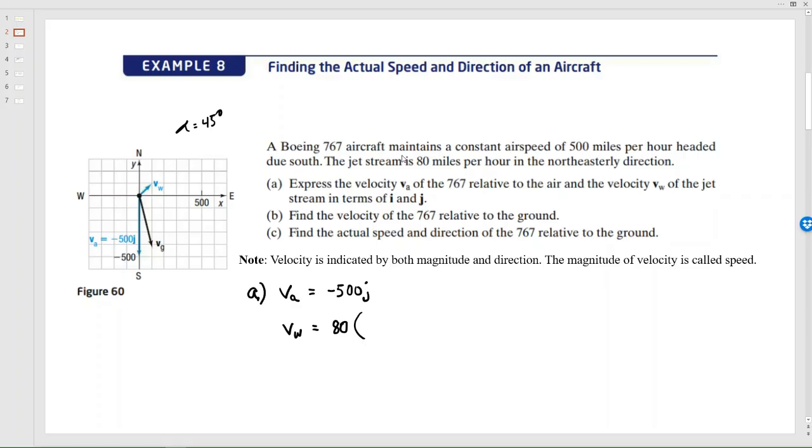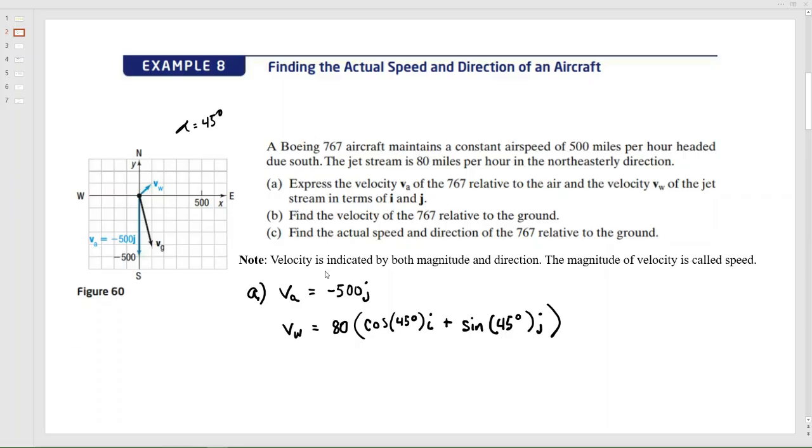So what I'm putting in here would represent the unit vector in the direction of v sub w. So that's going to be a cosine of 45 degrees in the i direction, plus a sine 45 degrees in the y direction of the j. Okay, so we've got the two vectors built.